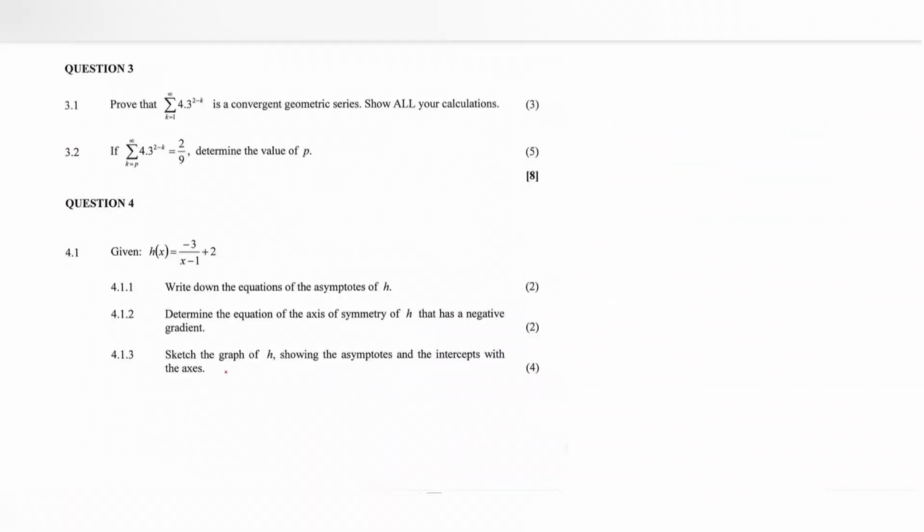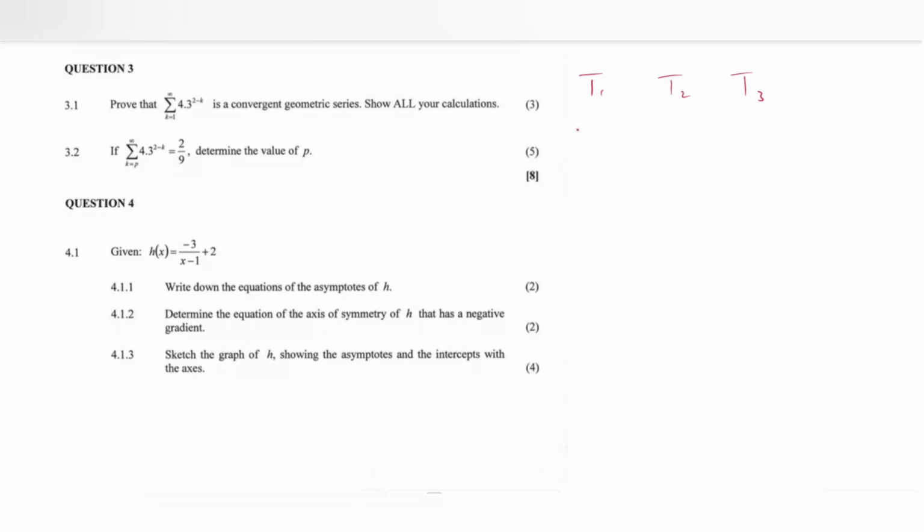Question 3. Prove that the sum of 4 multiplied by 3 raised to the power 2 minus k, from k is equal to 1 up to infinity, is a convergent series. Show all your calculations. So in this case, we need to prove that this is a convergent series. The first thing we can do is to determine the first 3 terms of our sequence, t1, t2, and t3, so that we'll be able to get our ratio r.